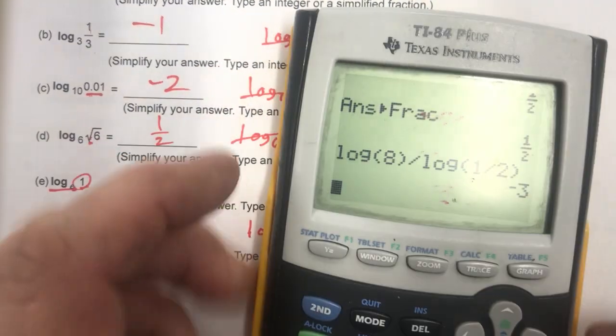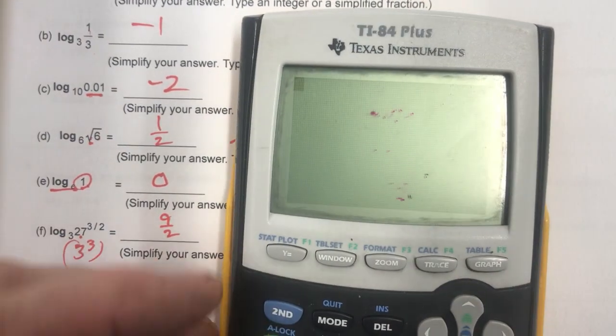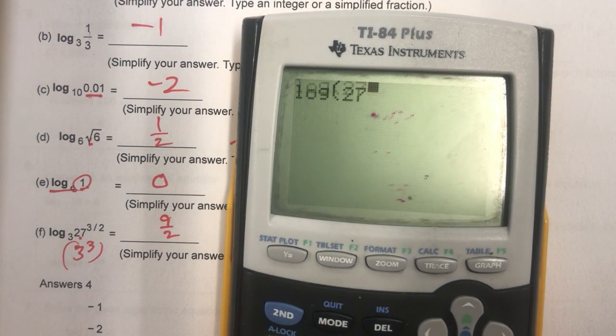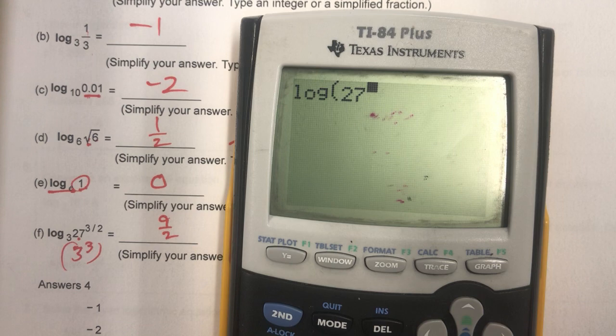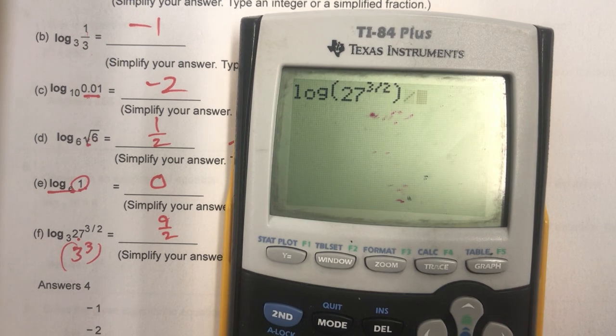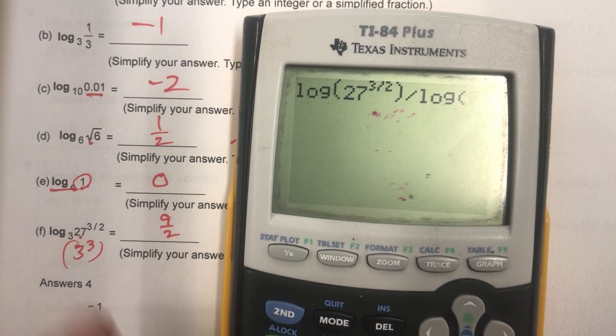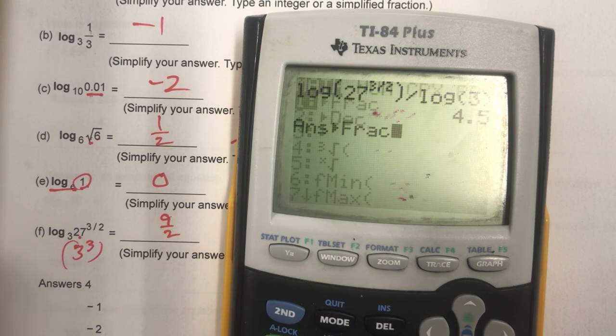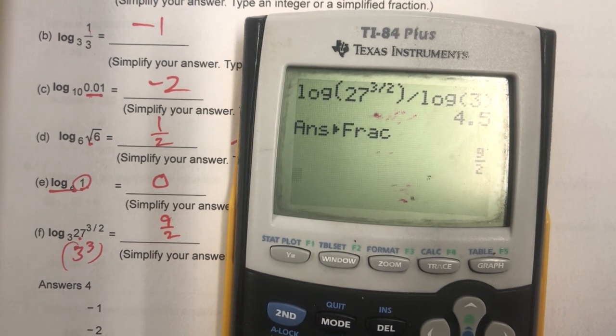But you can punch that in. If I punch that in, I'm going to do log of 27 to the 3/2 power. Get out of the exponent, put my parentheses, divide by log of base 3. And there you go, 4.5, which is 9 over 2.